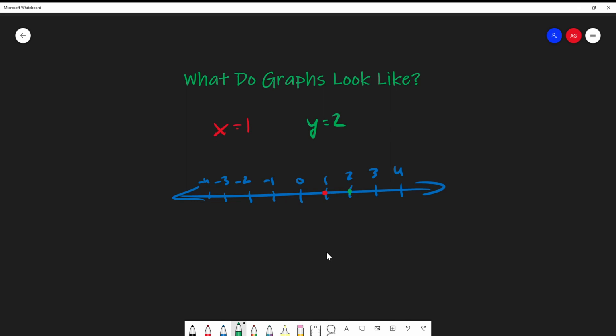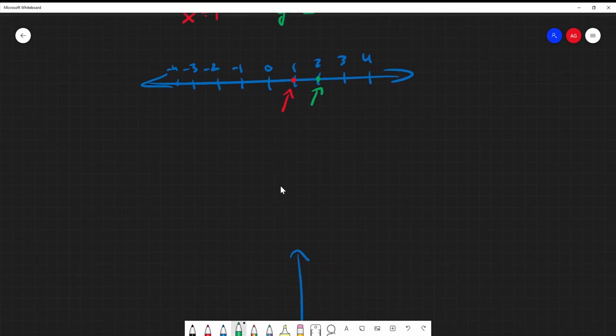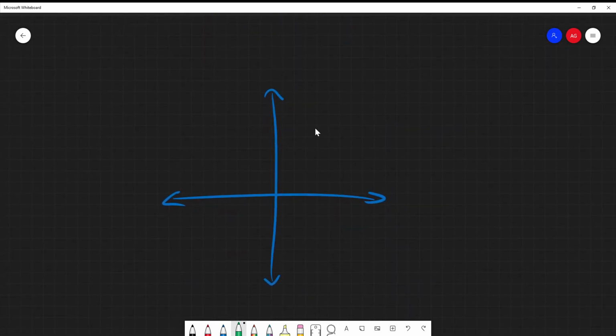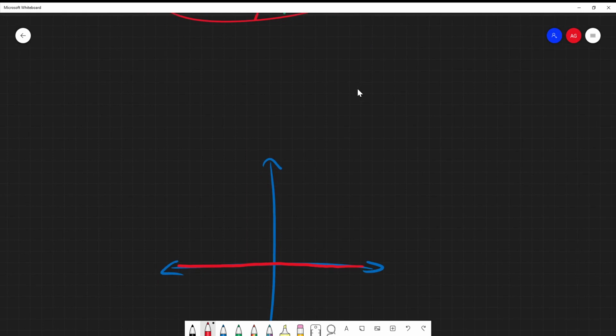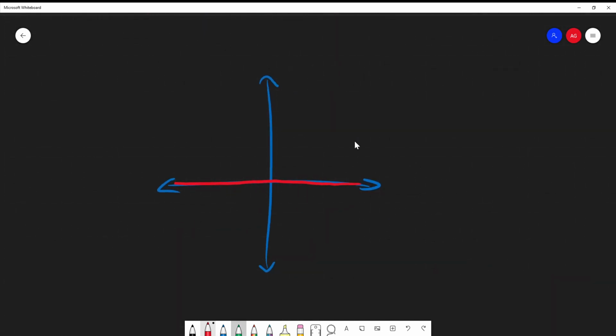How do we show that 1 is the input and y, or 2, is the output? Would we draw a line in between them? Would we label them? Well, the simplest way to show an input and an output is on a graph. Basically, this horizontal line is our number line, like the one that we have over here. And our output would be the vertical line, which is this line over here.